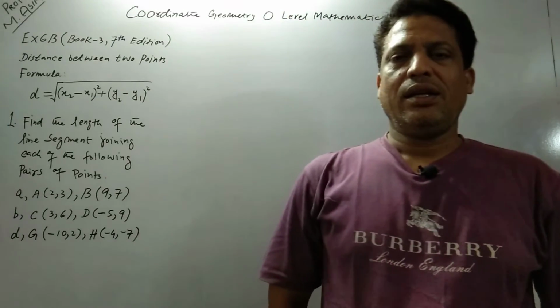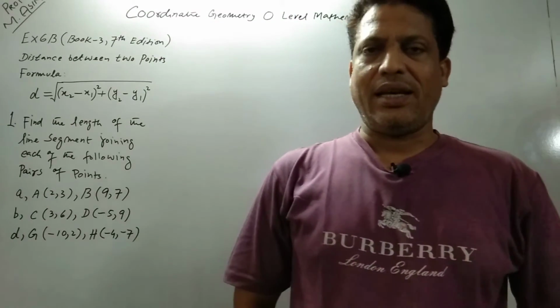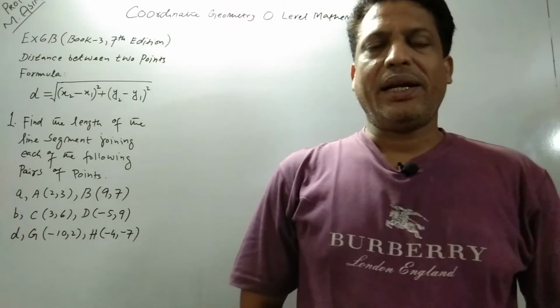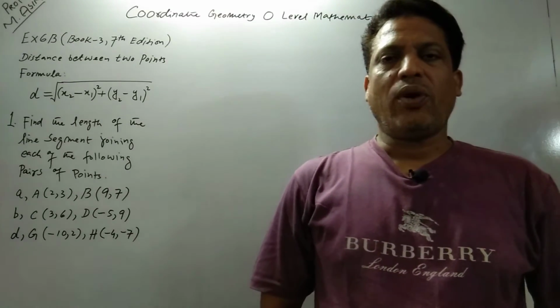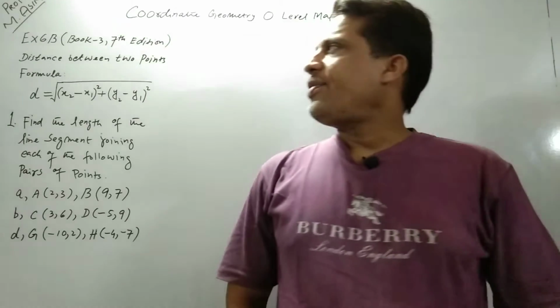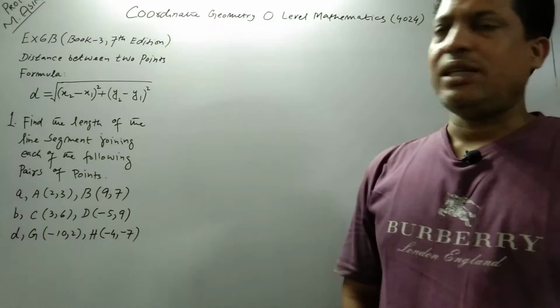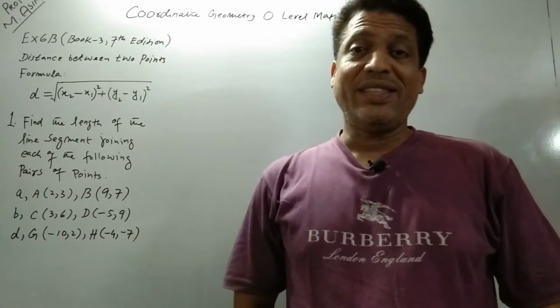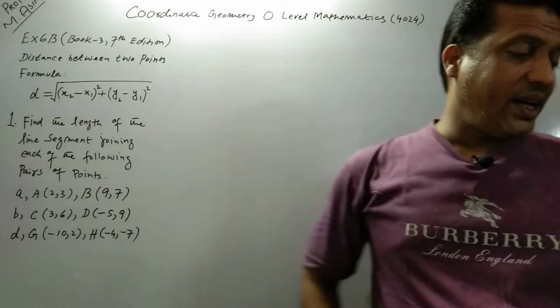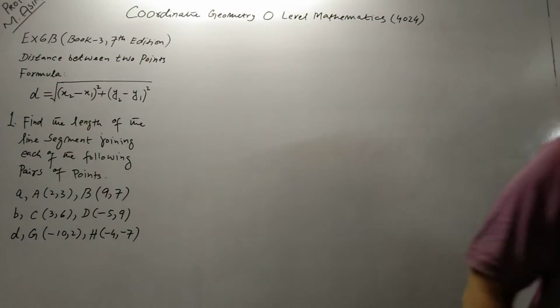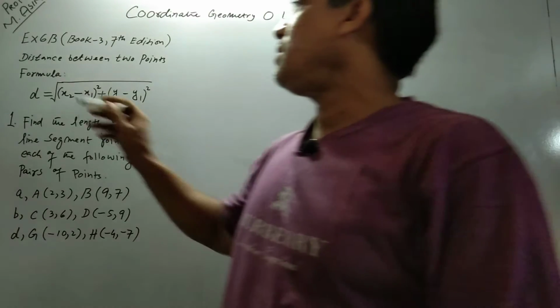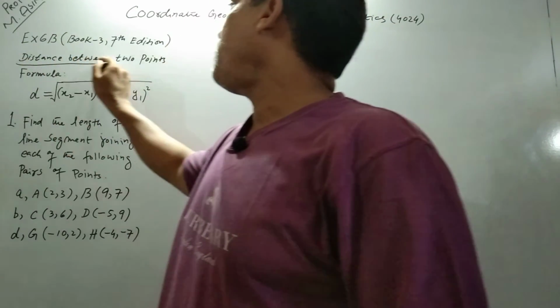In the last lecture, we finished exercise 6A, which was related to the concept of gradient. Today, we are going to start the next exercise from book 3, 7th edition, which is related to the distance between 2 points. The topic is the distance between 2 points.